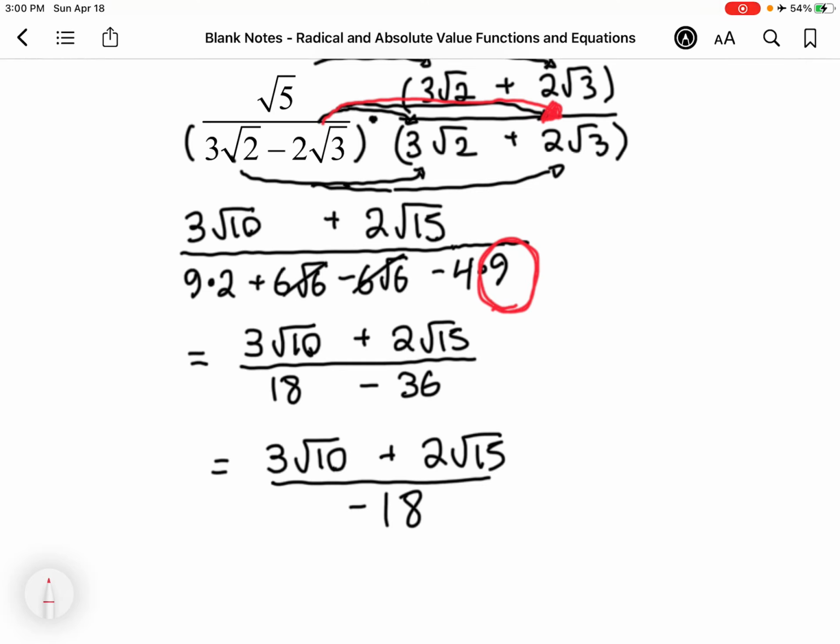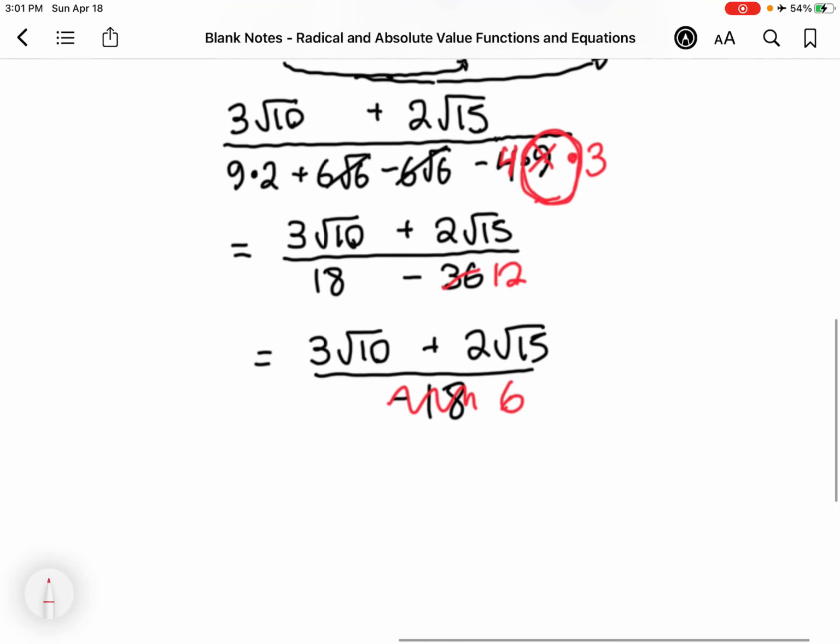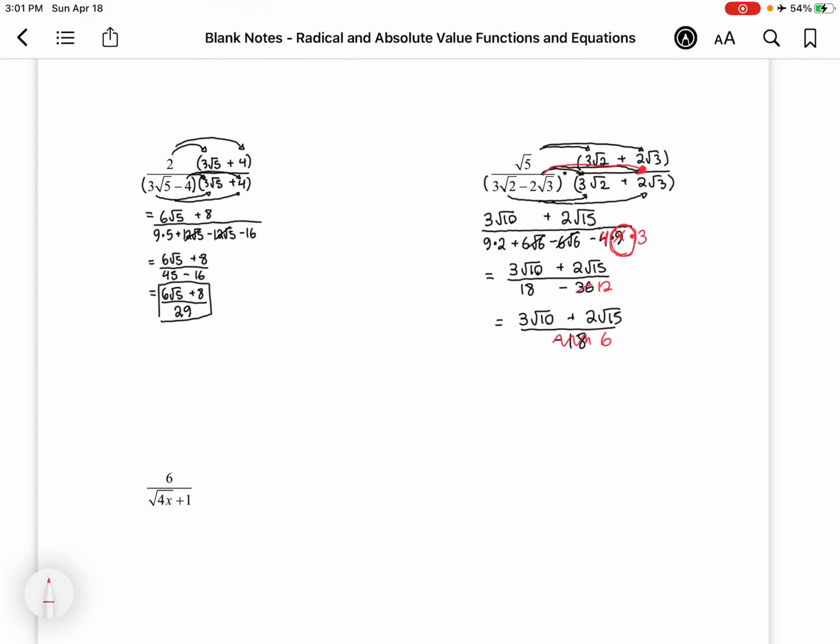Okay, here's my mistake. Negative 2 times 2 is 4. That was correct. But root 3 times root 3 is not 9. It's the square root of 9, which is 3. So this should be negative 4 times 3. This should be 12. And this should be 6. Okay, apologies. I hope you guys can follow along with that mistake. But you can see it's an easy trap to fall into. Okay, sorry about that. I demonstrated what not to do.